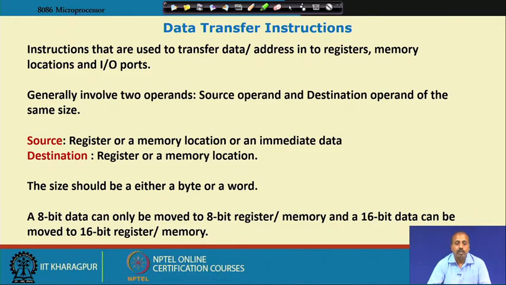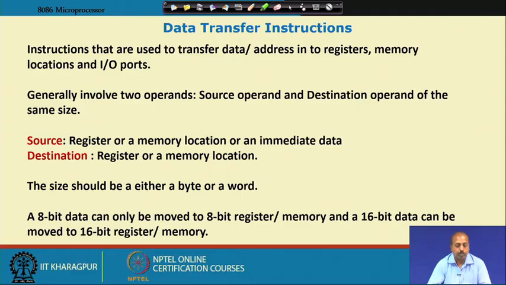So, they come under data transfer instructions. Whenever we have data transfer, we need to tell the source and the destination. The source operand and destination operand are of the same size. The source may be a register, a memory location, or immediate data. The destination has to be a register or a memory location. So, naturally, immediate cannot be the destination.